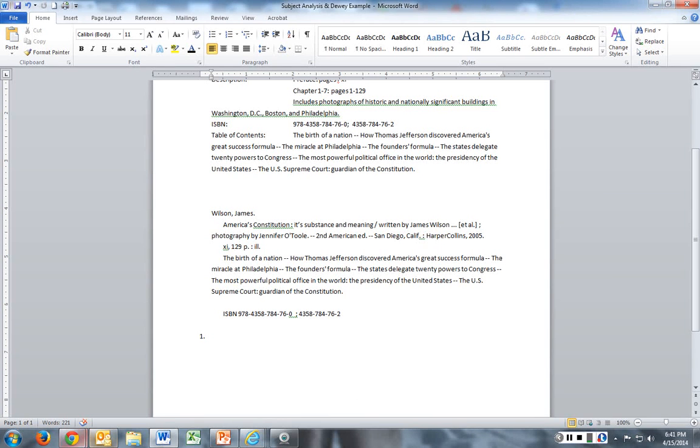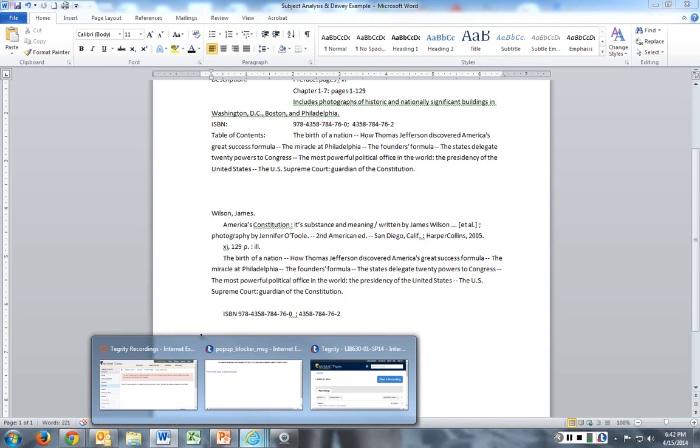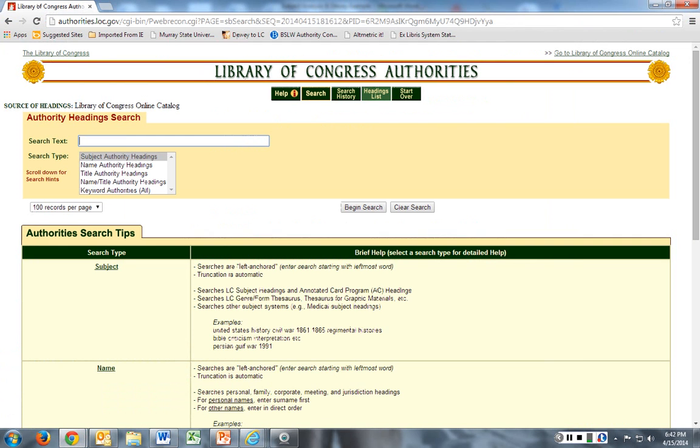So then let's go to our Library of Congress authorities. Now, this is the challenge. We do have a keyword authorities search that we can use. So we could highlight keyword authorities and search. Let's just try America and Constitution.